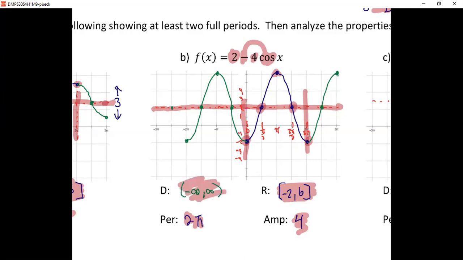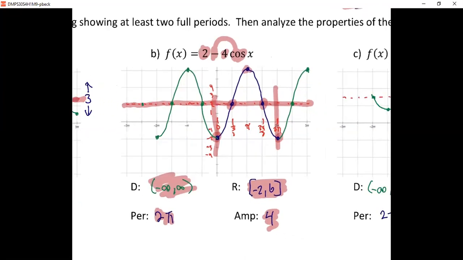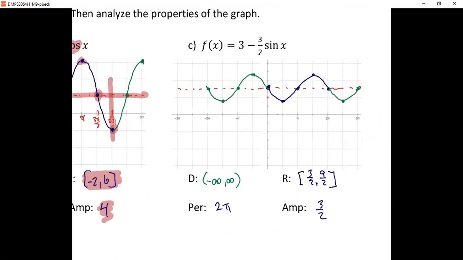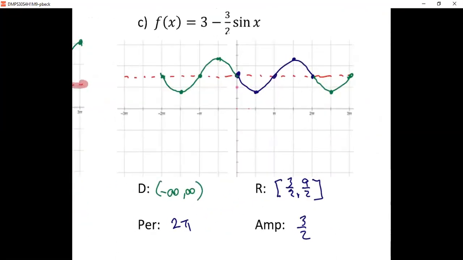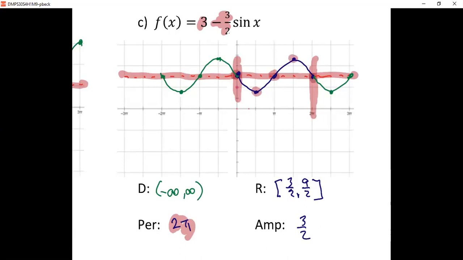Our domain's all real numbers. Like domain of everything is going to be all real numbers for sine and cosine. Now for C, we do have a negative sine graph shifted up 3. So y equals 3 is going to be our vertical shift, our equilibrium. And then as a negative, our period's 2 pi. So we're going to begin at 0 and end at 2 pi. And then we go from 0 to trough to 0 to peak to 0, according to our amplitude of 3/2. So our range goes from 3/2 to 9/2. Domain is all real numbers.